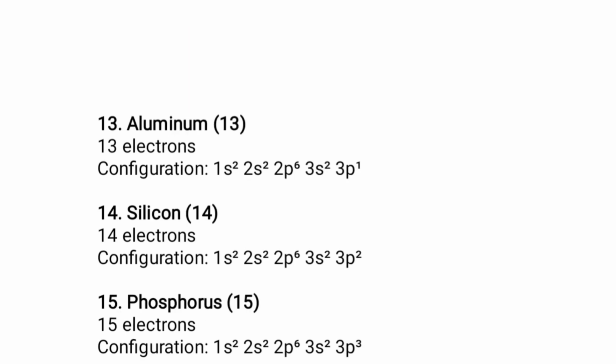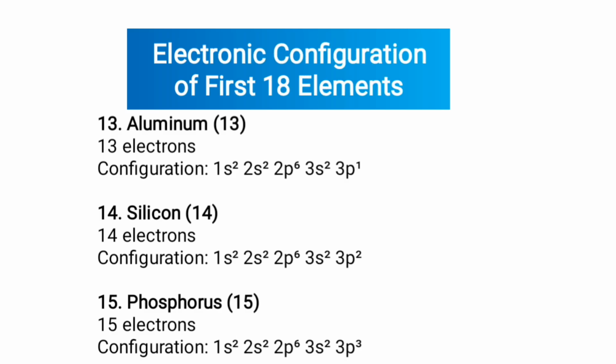Now number 13 is aluminium, which has 13 electrons and its configuration is 1s2, 2s2, 2p6, 3s2, 3p1. Number 14 is silicon, which has 14 electrons and its configuration is 1s2, 2s2, 2p6, 3s2, 3p2.